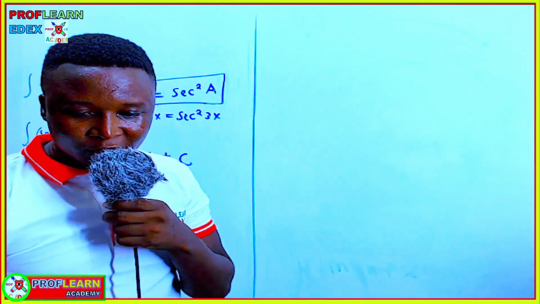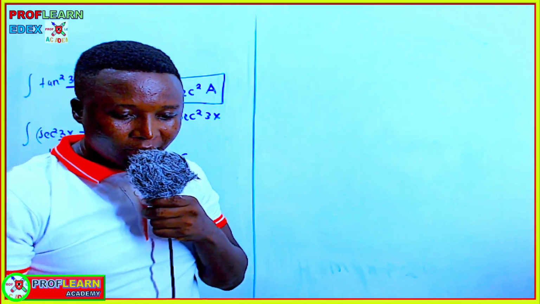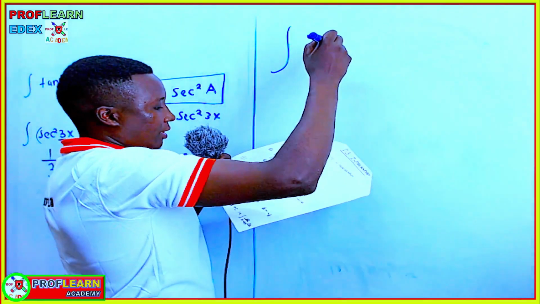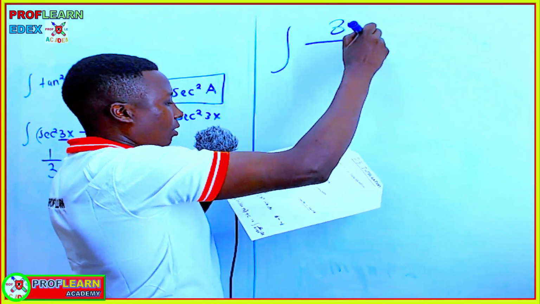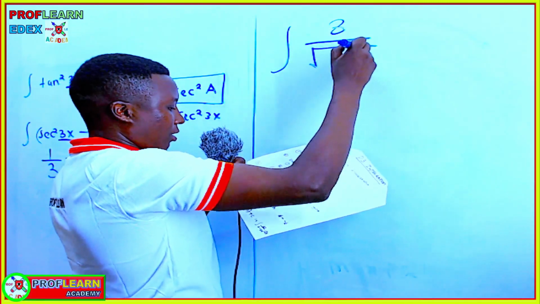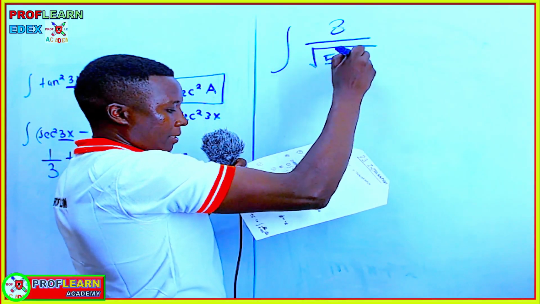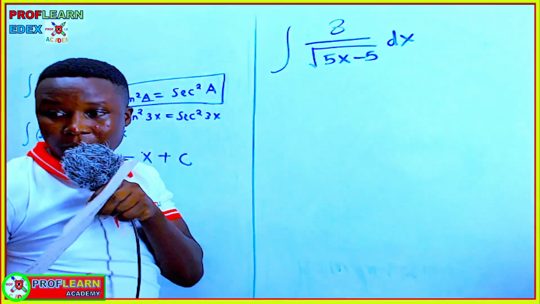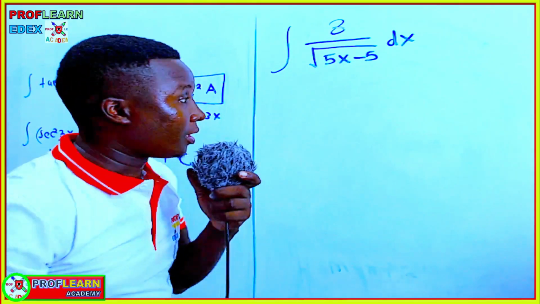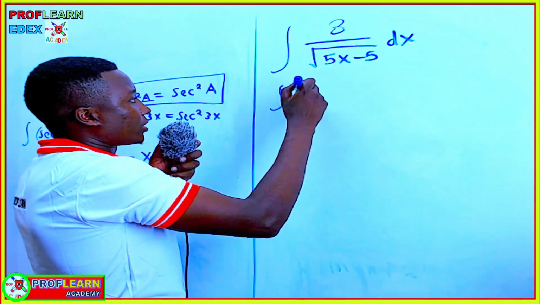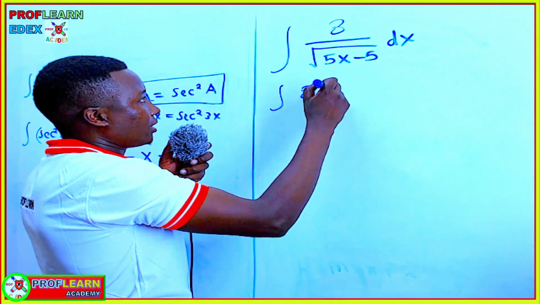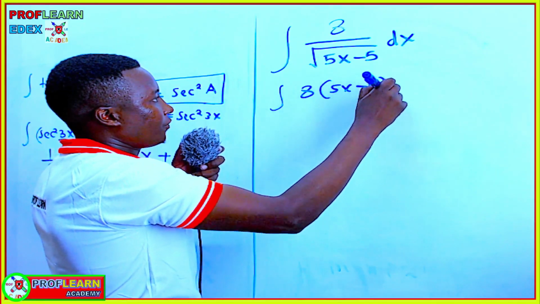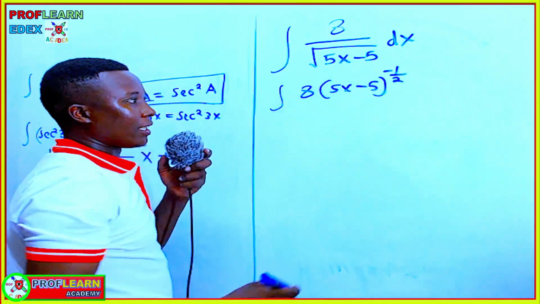Another integration technique you need is for when you have a function like this. If you are told to integrate a function like 8 over square root of 5x minus 5 with respect to x, how can you integrate such an expression? This can be rearranged as 8 times the bracket 5x minus 5 raised to the power negative a half.